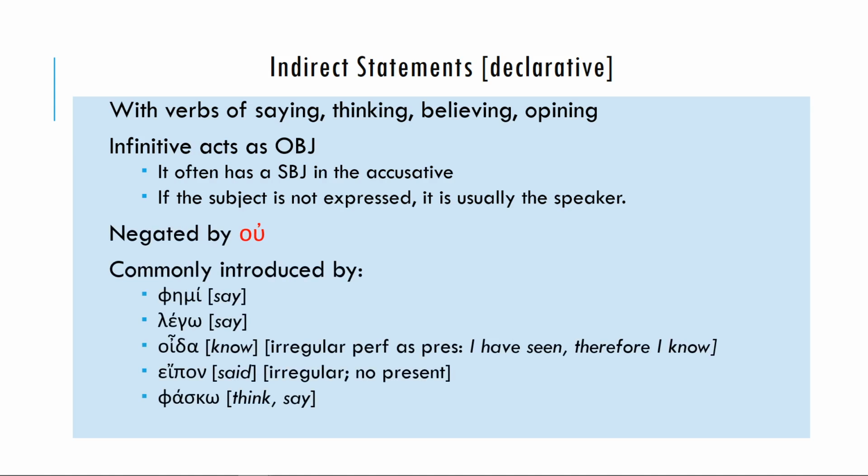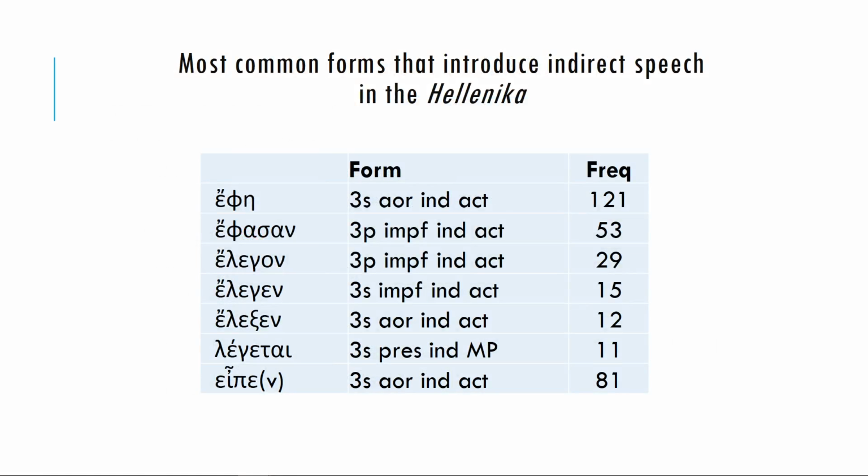So commonly introduced by phēmi, legō, meaning to say, and oida, meaning to know. Epein is another way of saying say. It's an irregular. And phaskō is to say or think. Now, what difference does it make whether it's negated by ou or mē? For your purposes, neither. They're both "no." The most common forms that introduce indirect speech in the Hellenica are forms of phēmi, legō, and epein. Those are by far the most common forms, and you'll see these all the time, and they don't give you any trouble.